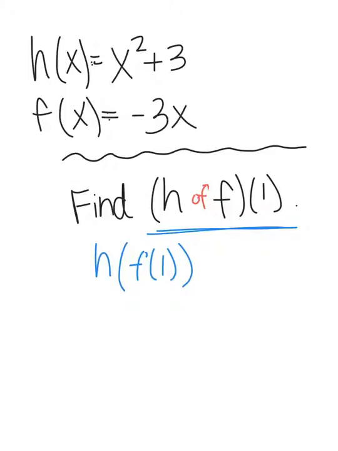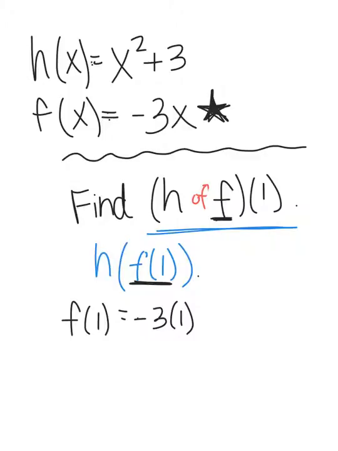It's a function inside of a function. So the first thing we have to do is find f of 1. All I did is take the second function, and that's the one I'm doing first. So I look at my function f, and f of 1 equals, and remember we're replacing all of the x's with my input, which is 1. So f of 1 equals negative 3 times 1, which is negative 3.